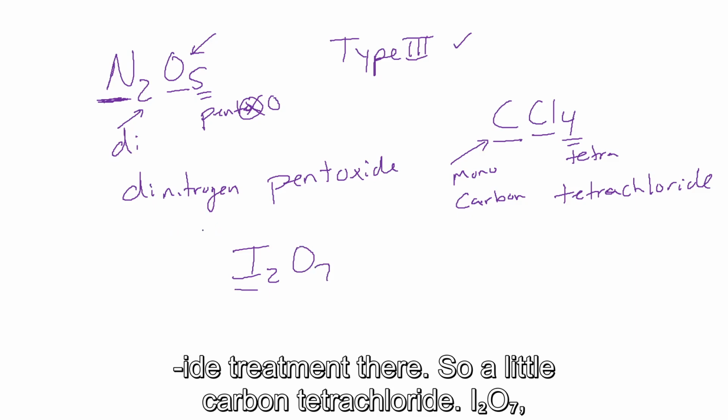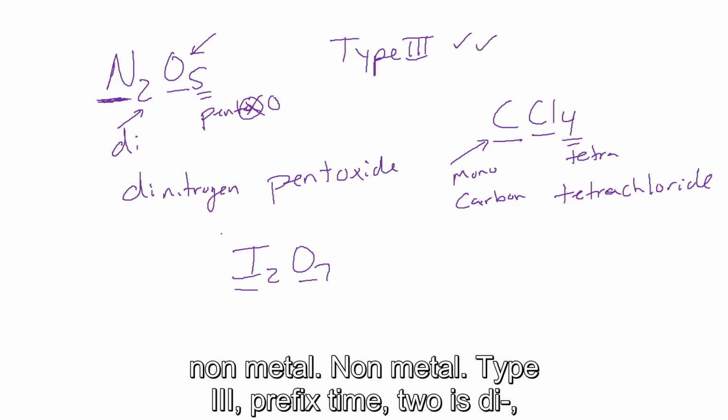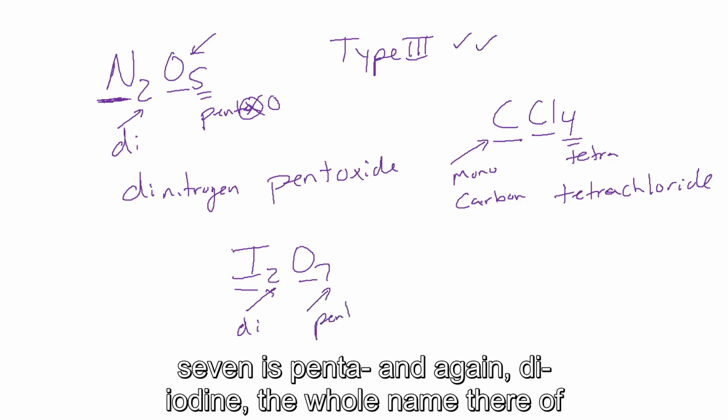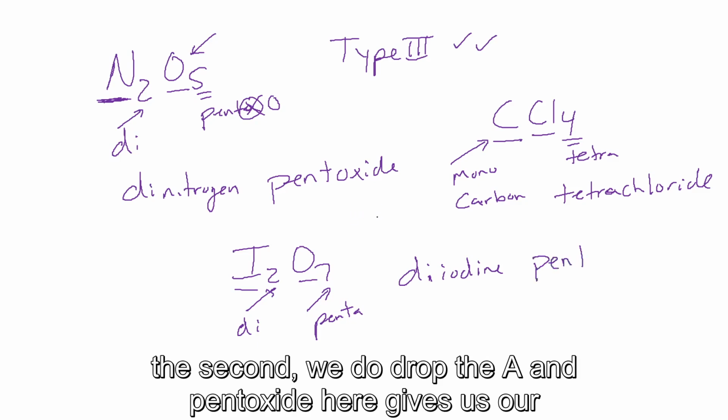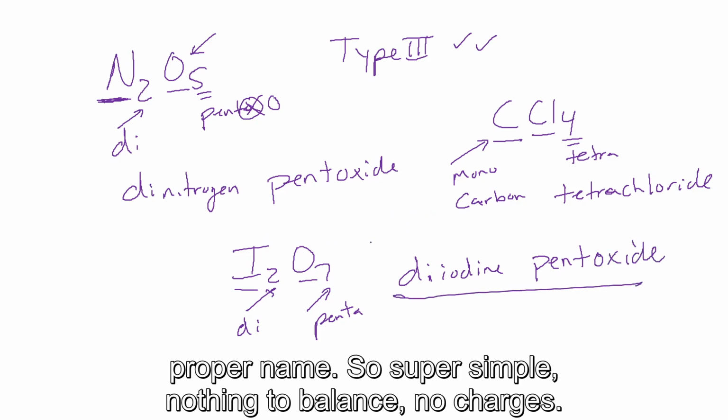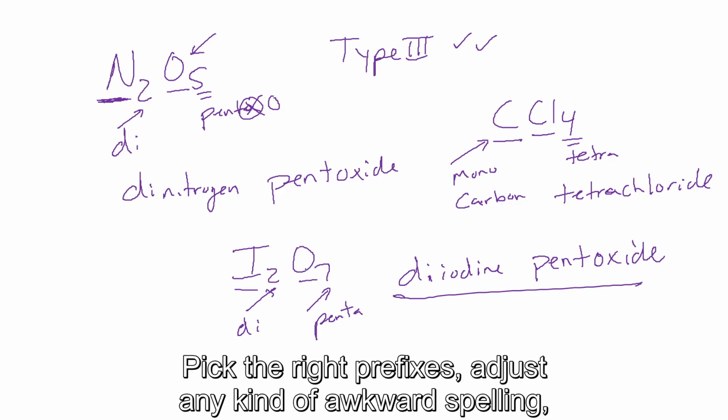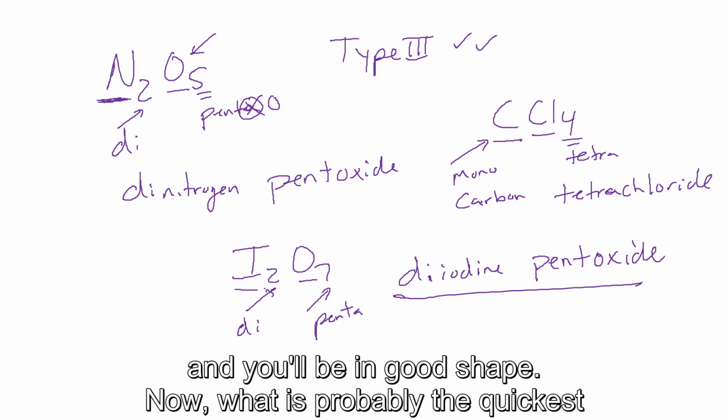I2O7, non-metal, non-metal, type 3, prefix time. 2 is di, 7 is penta. And again, diiodine, the whole name there of the first element. Again, the 2 I's are okay. Pentaoxide for the second, we do drop the A, and pentoxide here gives us our proper name. So super simple, nothing to balance, no charges. Pick the right prefixes, adjust any kind of awkward spelling, and you'll be in good shape.